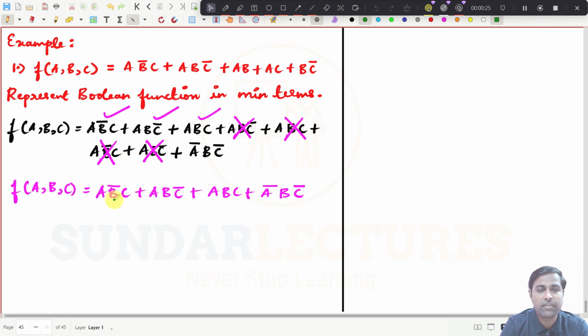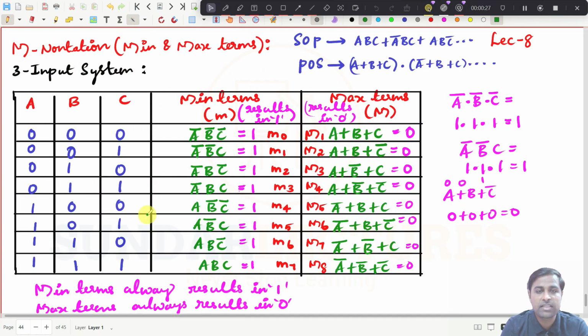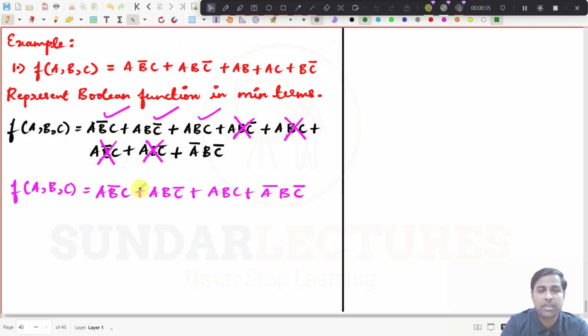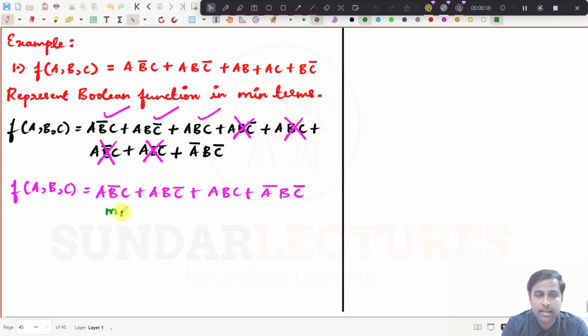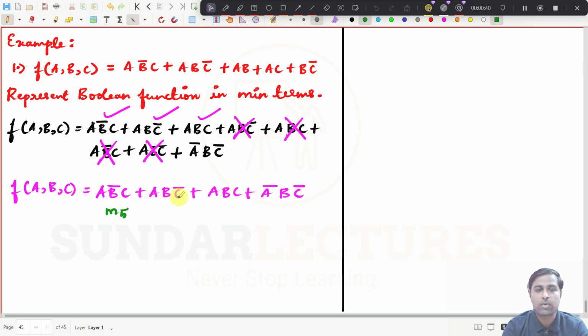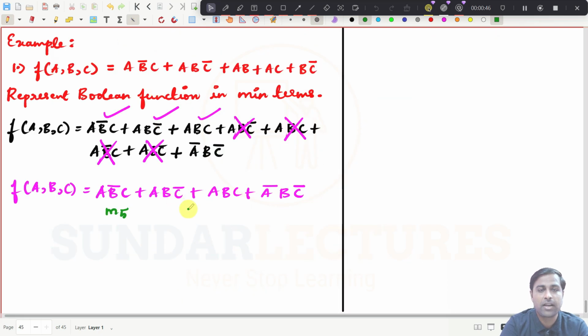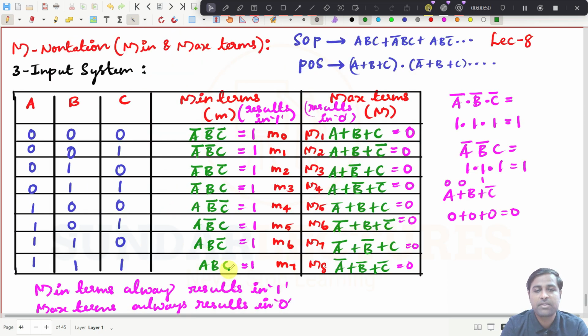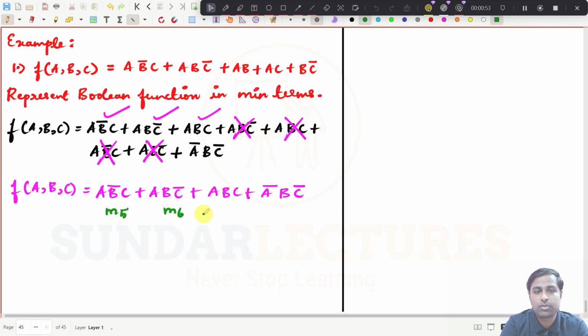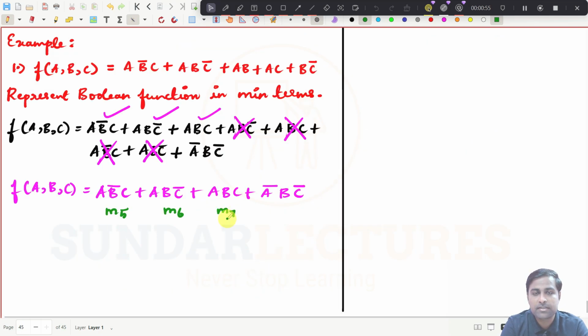Now you have to see for A, B bar, C. What is A, B bar, C? A, B bar, C is here, right? So what is this term? This is actually M5, so come here and write this as M5. And what is A, B, C bar? A, B, C bar is here. What is this term? It is M6, right? So this term is M6. And ABC is M7, right? So this will be M7.